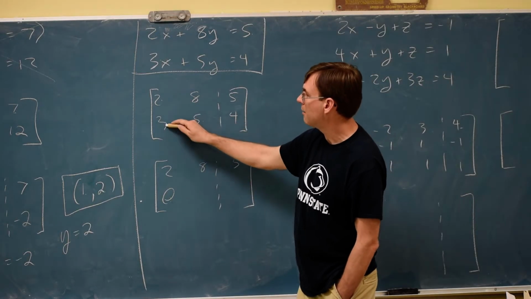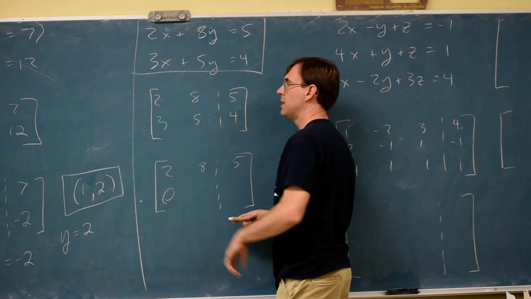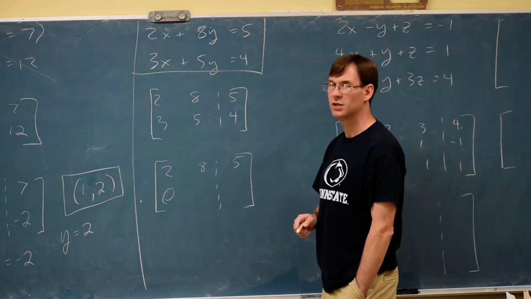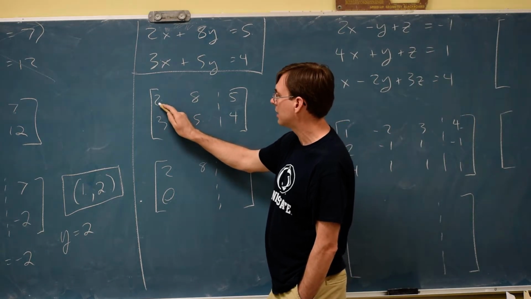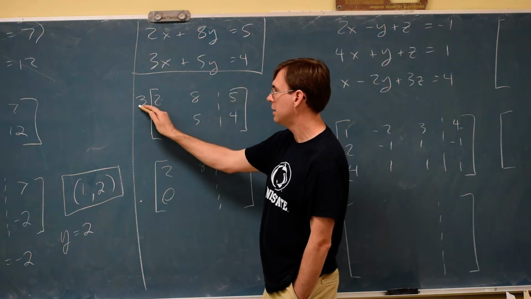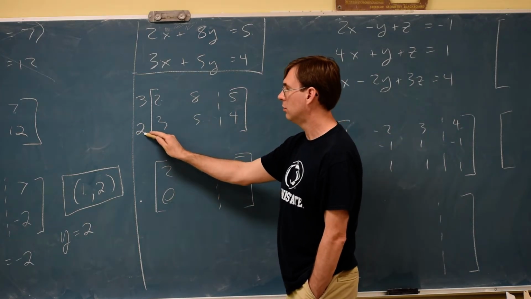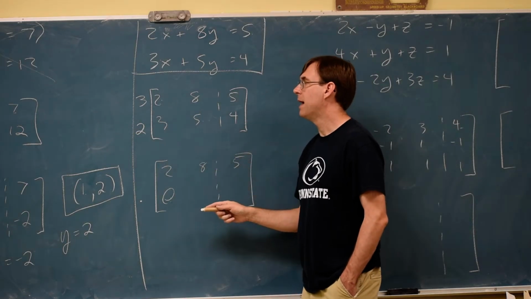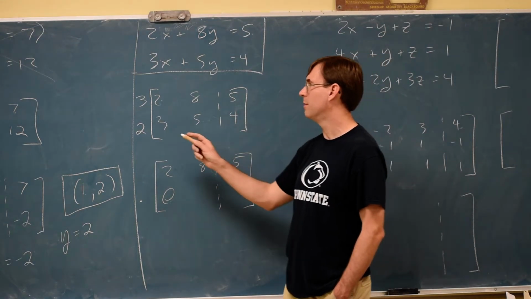So I need these numbers to be opposites. So for 2 and 3 to become opposites, without using fractions, the smartest thing to do in my mind is multiply 2's row by 3, multiply 3's row by 2, and then to make them be all the way matching opposites, just pick one of those numbers to be negative.